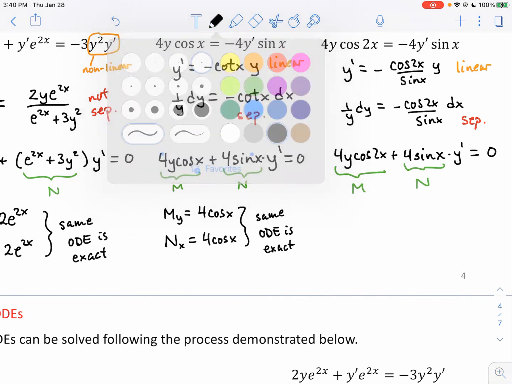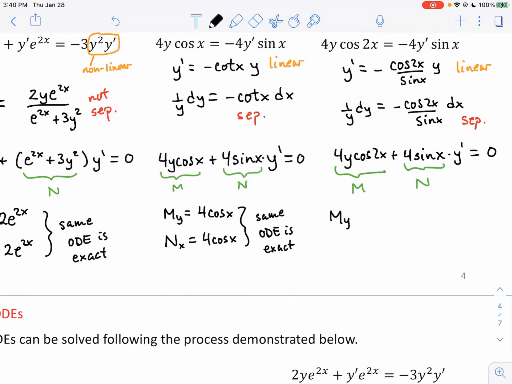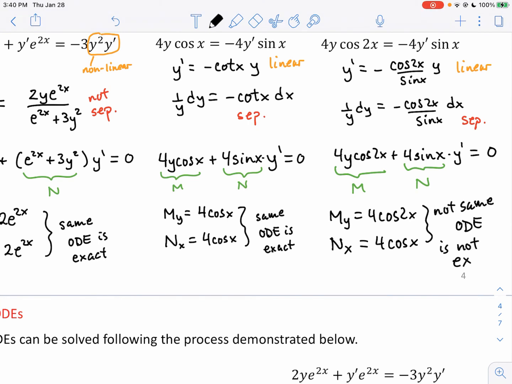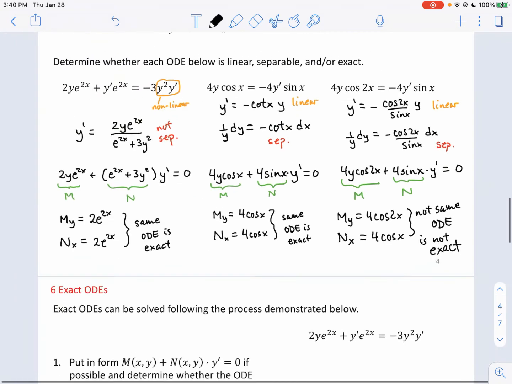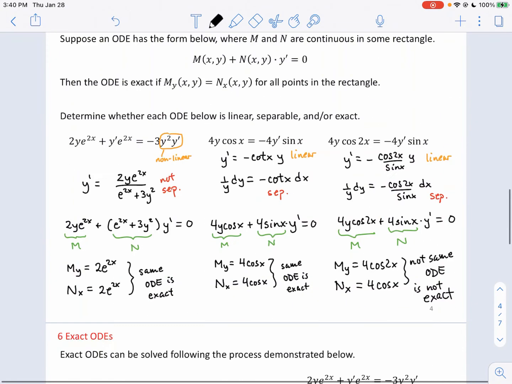And this time when I do my derivative of M with respect to y, I get 4 cosine 2x. But when I do N with respect to x, I get 4 cosine x. So not the same. So the ODE is not exact. All right, so there's a simple test for determining whether we have exact.